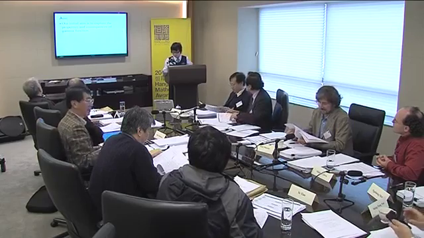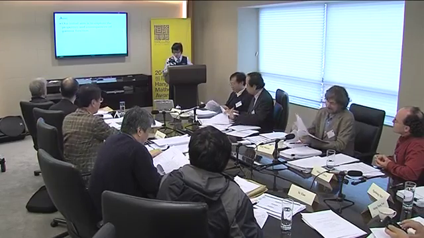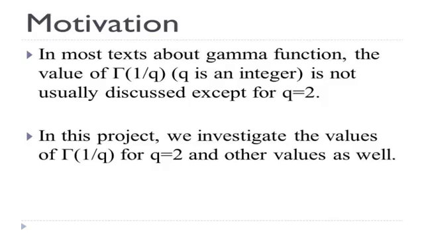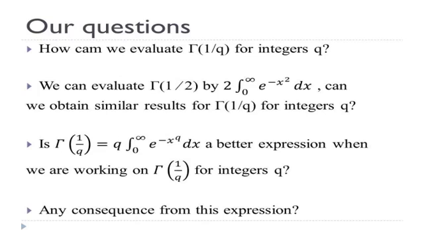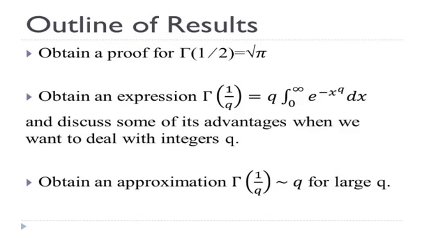Our initial aim of this study is to explore the properties and consequences of gamma function. In most texts about gamma function, but this is quite broad, so we were then motivated to work on something more specific. We see that in most texts about gamma function, the value of gamma 1 over q, where q is an integer, is not usually discussed except for q equals 2. Therefore, we would like to investigate the values of gamma 1 over q for q equals 2 and other values as well. And in this study, we have asked these questions and we obtained these results.